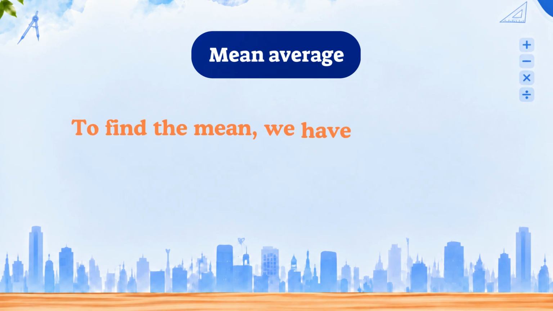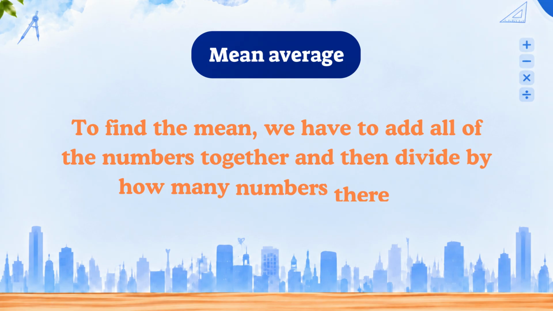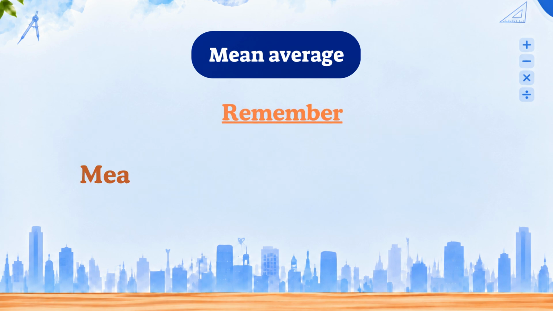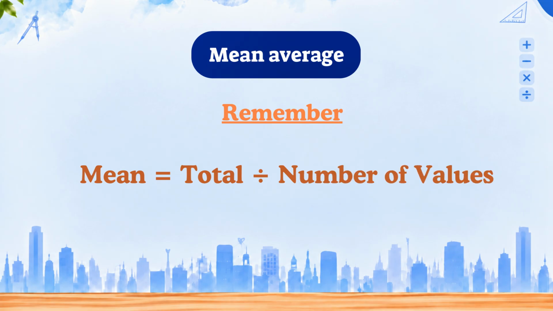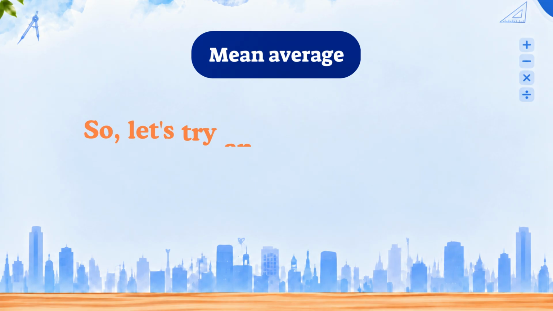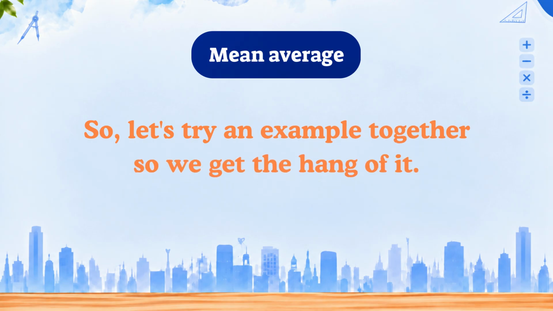To find the mean, we have to add all of the numbers together and then divide by how many numbers there are. Remember, mean equals total divided by number of values. So, let's try an example together so we get the hang of it.